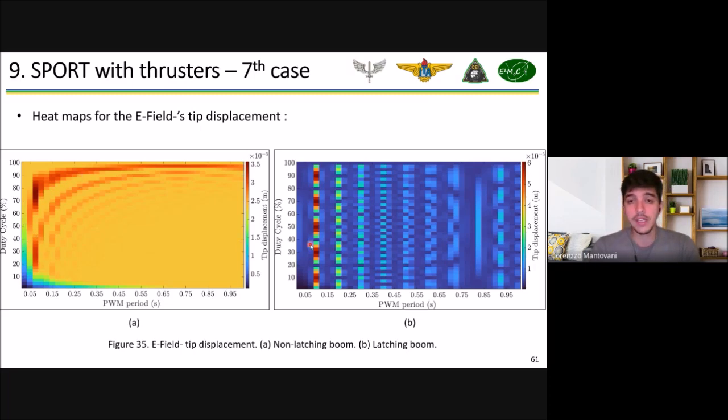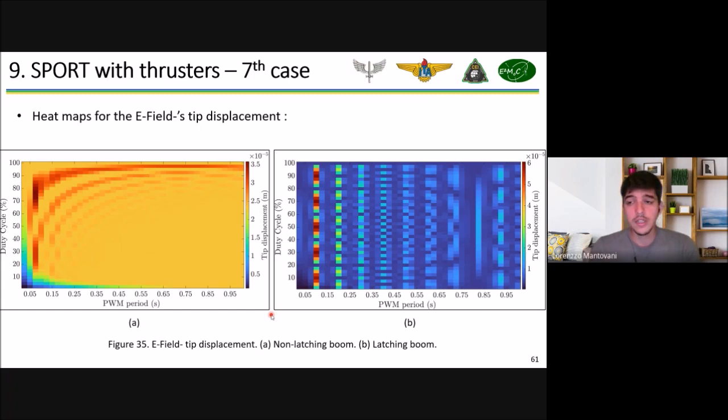And we have a really distinct case for a non-latching boom. These two cases are for the same satellite, same parameters, same force being applied. The only difference is the non-latching mechanism. Now we don't have those concentric regions. We just have these vertical lines that alternate between large and small tip displacement, and it basically shows the influence of this non-latching system in our satellite.